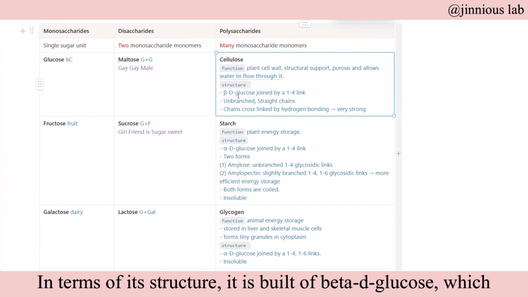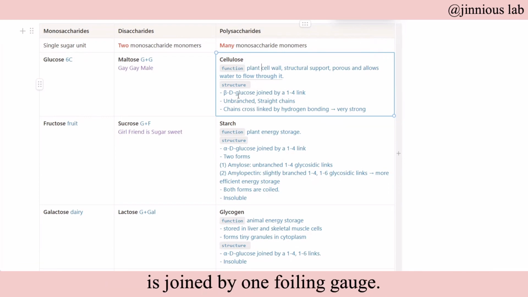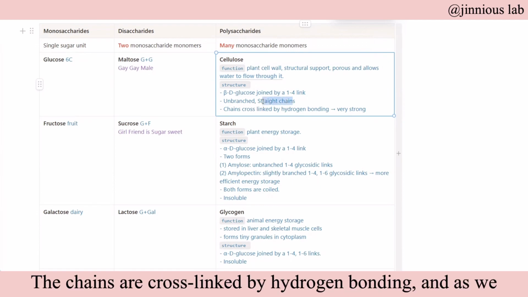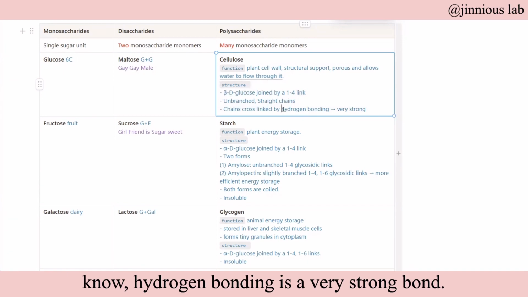In terms of its structure, it is built of beta D glucose, which is joined by a 1,4 linkage. It is unbranched and it has a linear form. The chains are cross-linked by hydrogen bonding, and as we know, hydrogen bonding is a very strong bond.